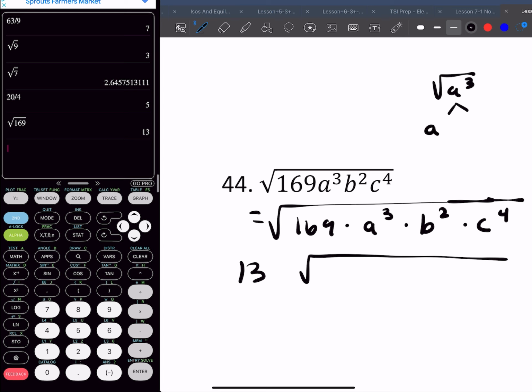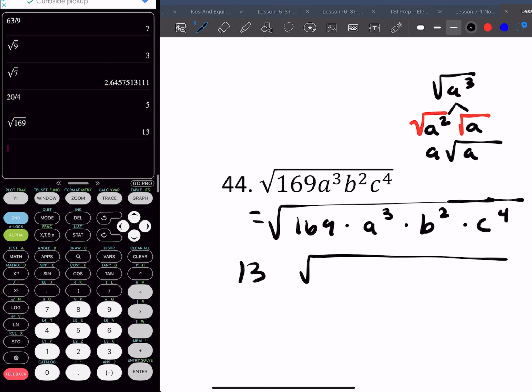So I'm going to write a to the second times a. A squared times a is a to the third power, and this a to the second power here is a perfect square. So if I were to take the square root of that, that's just going to be a, which will go outside of the radical. And if I take the square root of just a, well, a is not a perfect square. It's going to remain under the radical. Okay, so it's a root a.